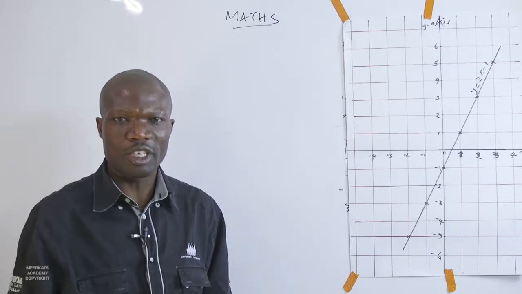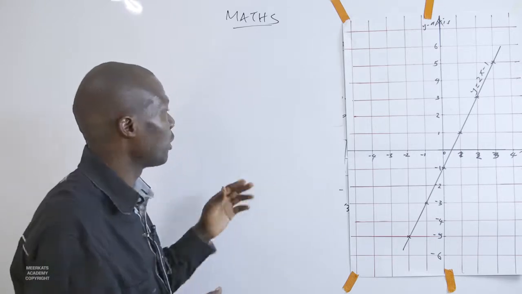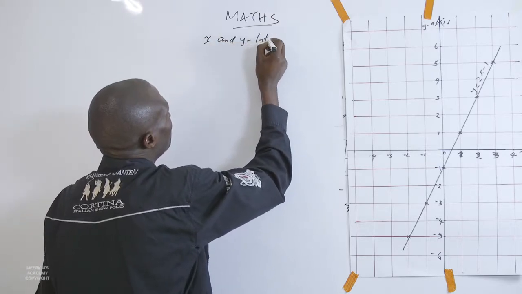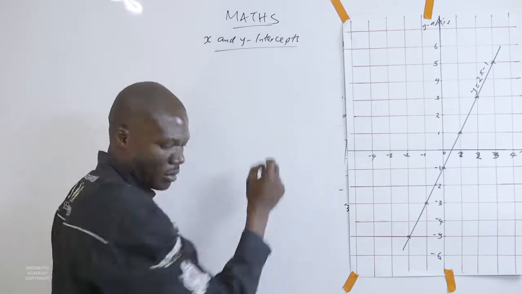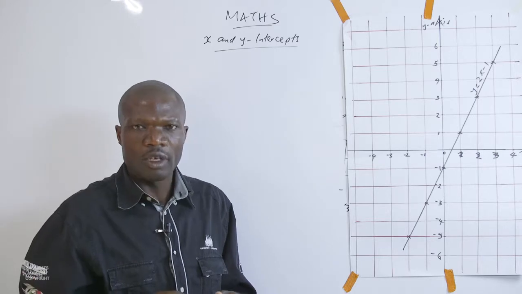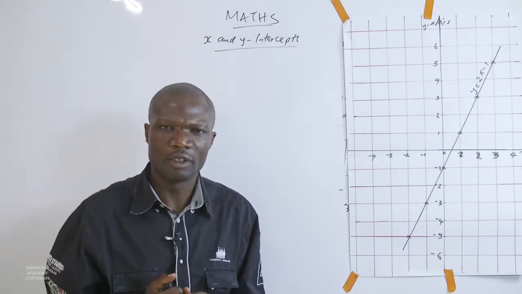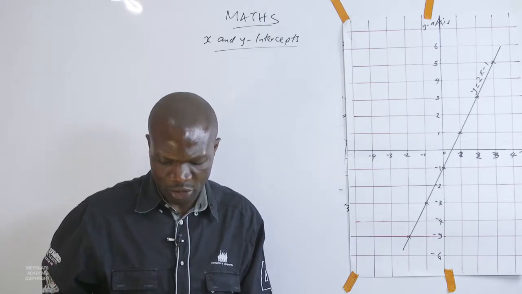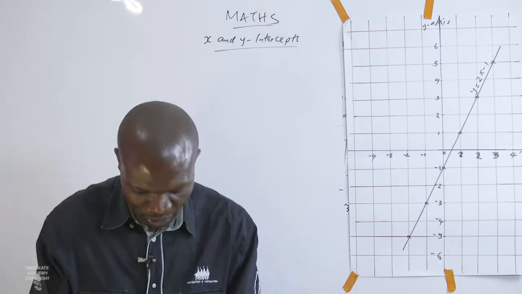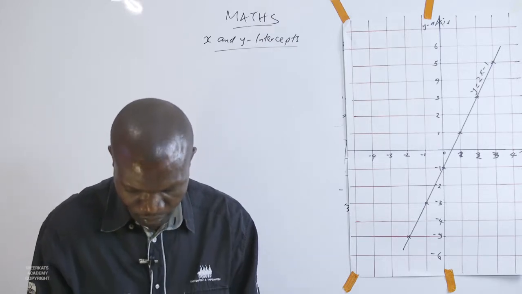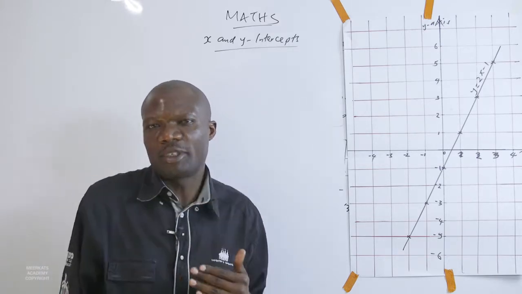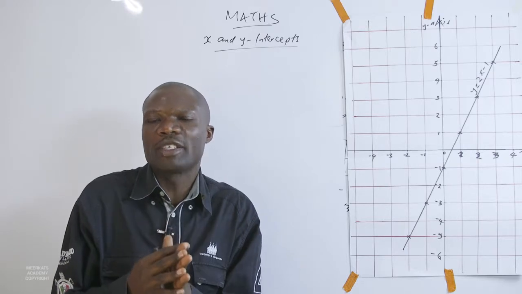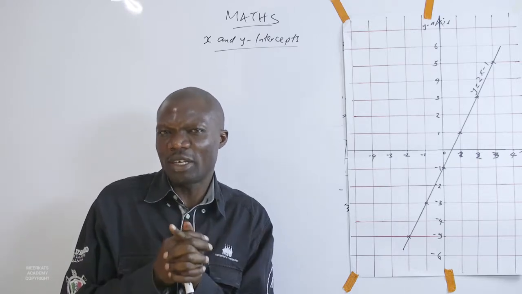Now, I want us to look at something detailed on this, what we call the x and y intercept. Now, we talk of an intercept. There is a y-intercept. There is also an x-intercept. What do we mean by these intercepts? Like when we say the x-intercept, it is the value of x when y is equal to 0. That is the x-intercept.